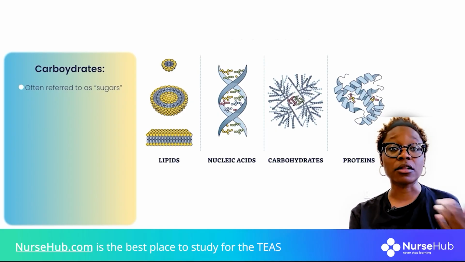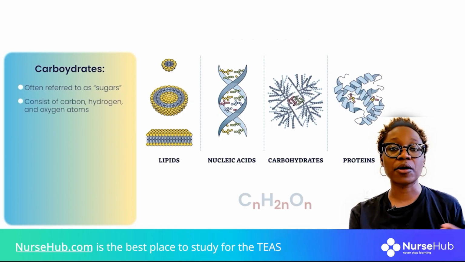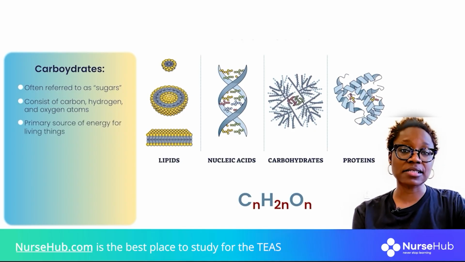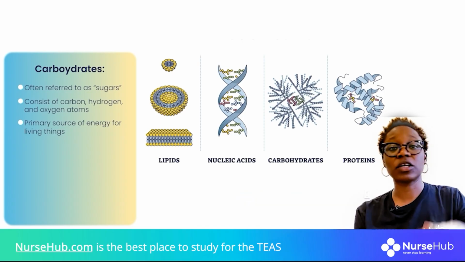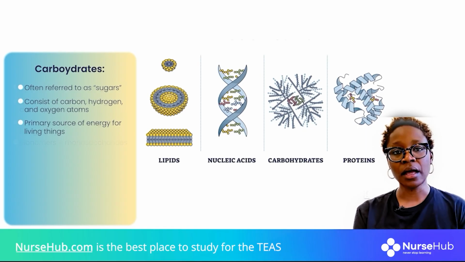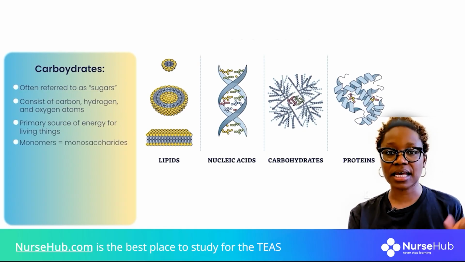Carbohydrates, you may know them colloquially as sugars or starches. These are molecules composed of carbon, hydrogen, and oxygen atoms. They serve as the primary source of energy for all living organisms. You need carbohydrates, you need sugars to survive. The monomers of carbohydrates are called monosaccharides. Again, you see that prefix mono, meaning one.